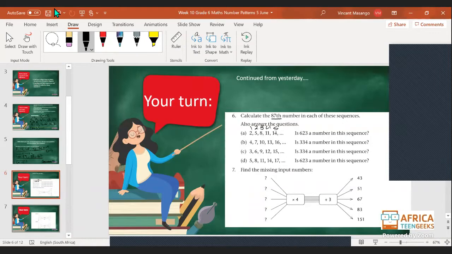So what would be the 87th term? Nope, it wouldn't be. It's not 17, guys. 17 is the 6th term. Yeah, that would be 17, but that's only the 6th term. Now we're trying to find the 87th one. So let's first figure out what the rule is.